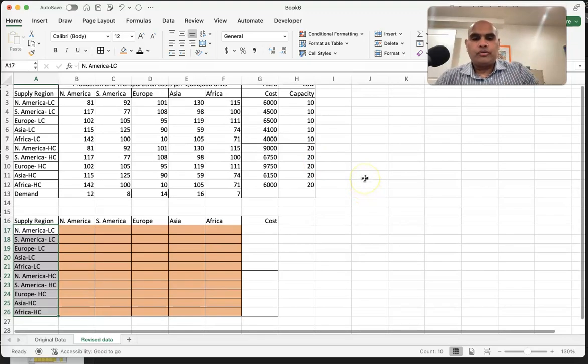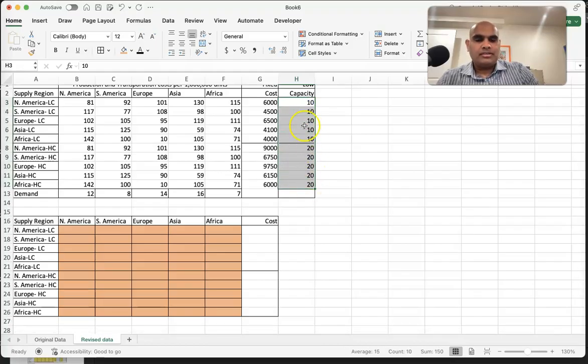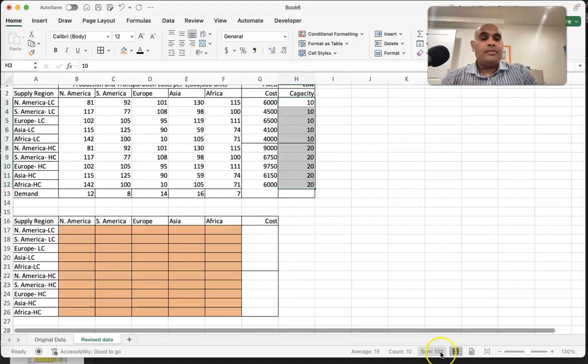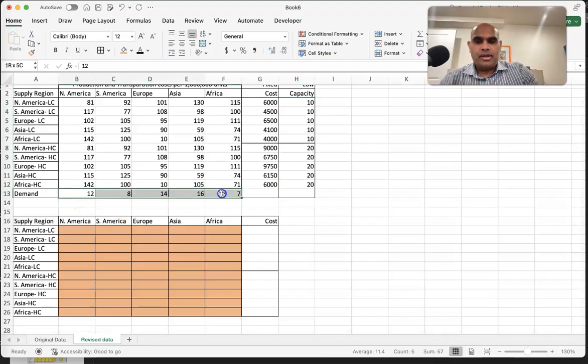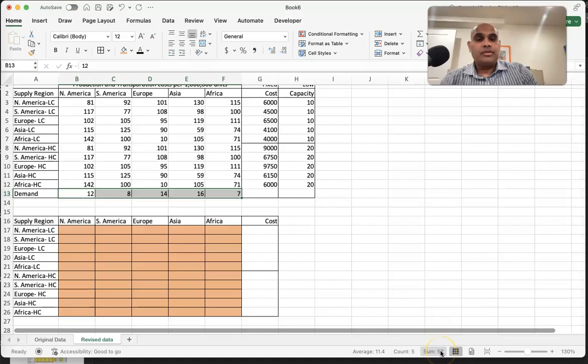Now, a few things before we proceed. If you add up all the capacities of all potential plants that you could place, if you place low capacity plants and high capacity plants, you can essentially produce 150 million units. That's how many units you can produce. But if you add up demand, it is only 57 million units. So if demand is only 57 million units, it does not make sense for you to open so many plants so that your capacity is really, really high.